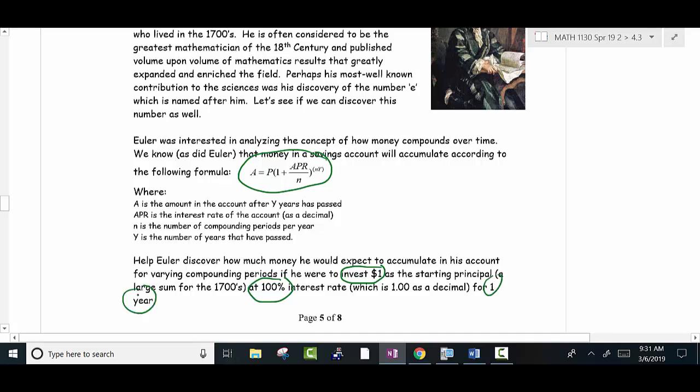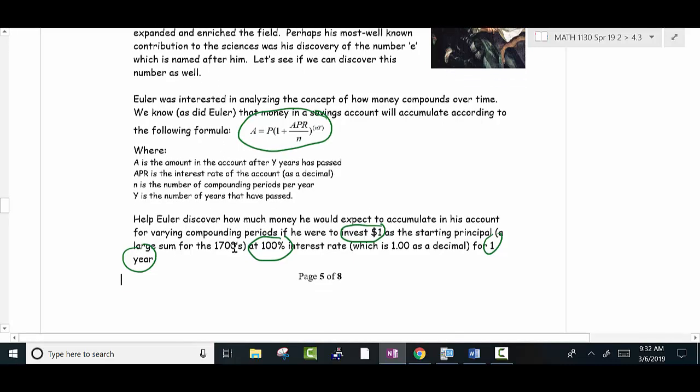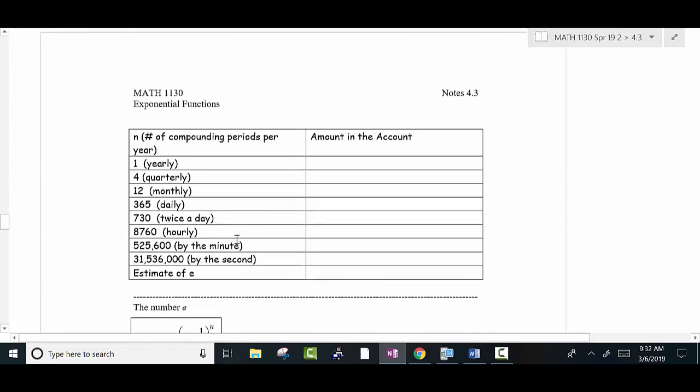This is how he discovered e, just by playing with this idea. That's what mathematicians do. We just play with ideas and see where they lead us. So I'm going to have you do something on your calculator. To begin with, we're going to write down the compound interest formula: A equals P times (1 plus APR over N) to the NY. So you want to write that compound interest formula down.